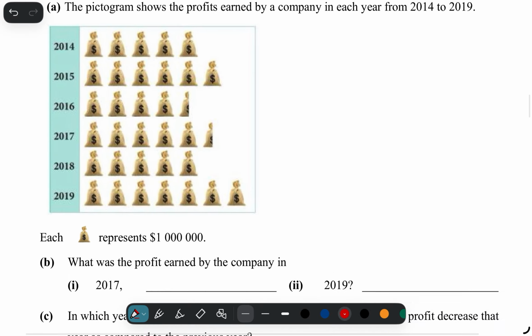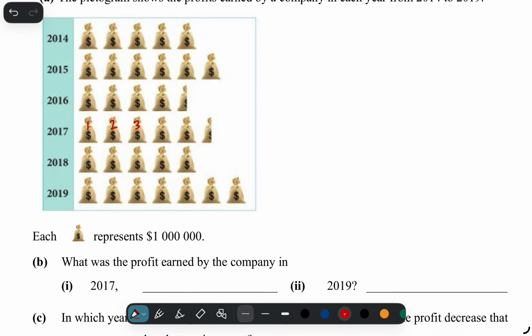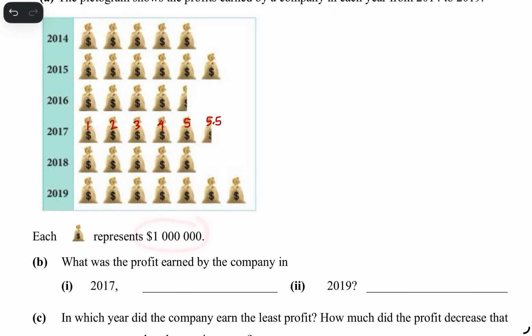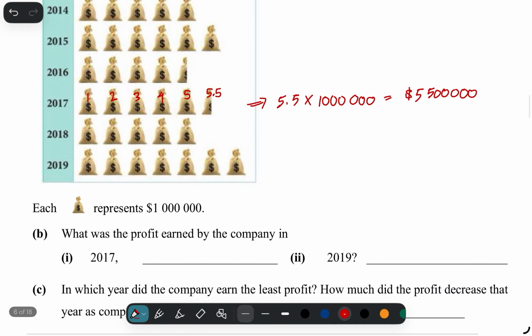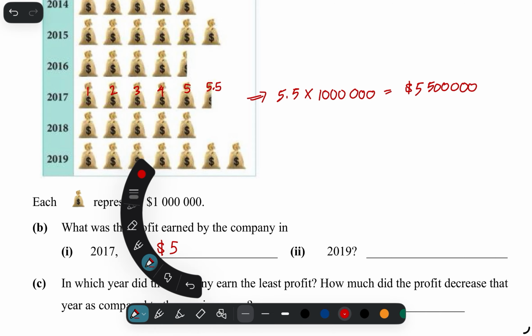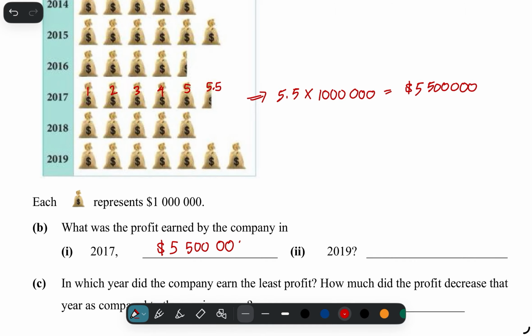Let's count. I have 1, 2, 3, 4, 5. This is half a bag, so it's 5.5. One bag represents $1 million. So over here, this means that 2017 is 5.5 bags times $1 million per bag. The answer for this question is $5,500,000.